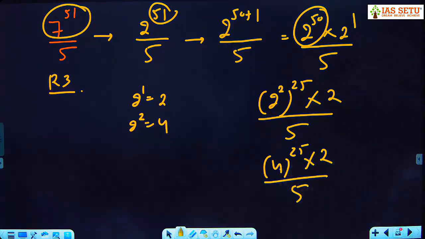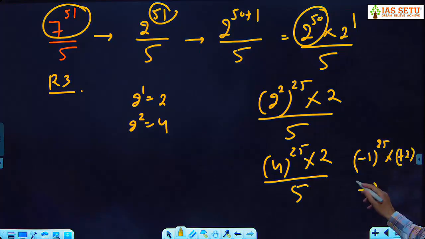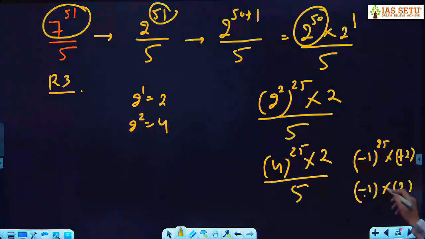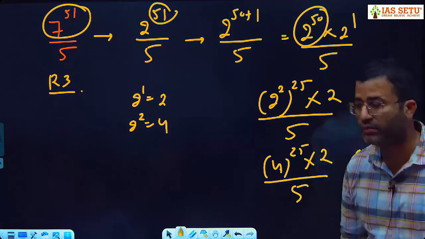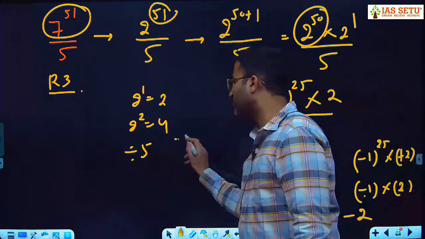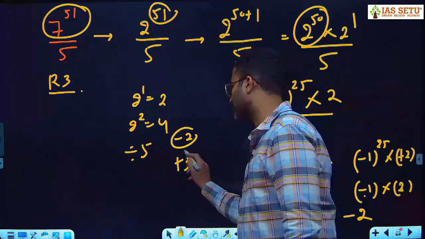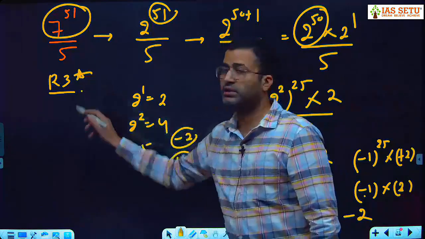4 with respect to 5, remainder -1. How many times? 25 times. 2 with respect to 5, remainder 2, but plus 2. -1 to the power 25 is -1. 2 gives you 2, -1 into 2, -2. So your answer is -2. You convert it into a positive remainder. If your divisor is 5, -2 means +3. तो your answer is +3.